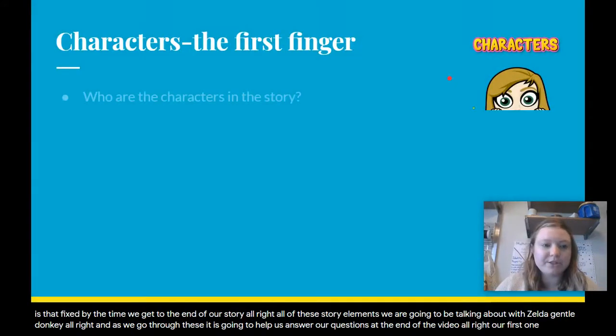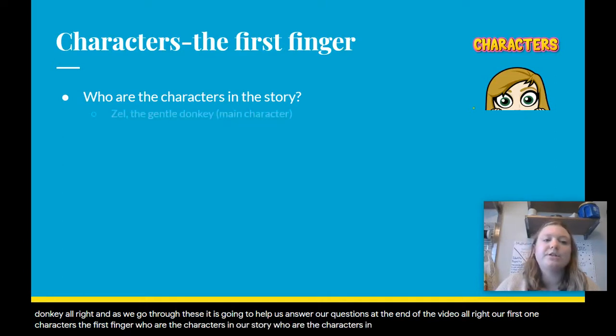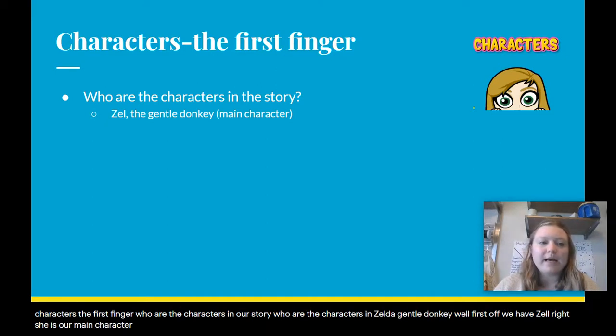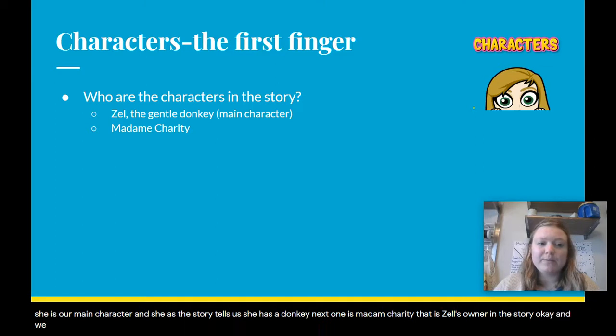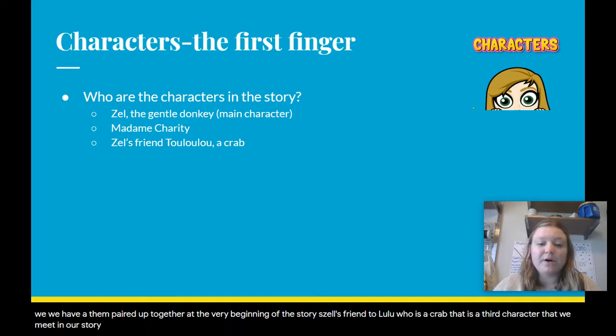Our first one, characters, the first finger. Who are the characters in Zell the Gentle Donkey? Well, first off, we have Zell. She is our main character, and as the story tells, she is a donkey. Next one is Madam Charity. That is Zell's owner in the story. We have them paired up together at the very beginning of the story. Zell's friend Tulululu, who is a crab. That is a third character that we meet in our story who also talks throughout the story as well.